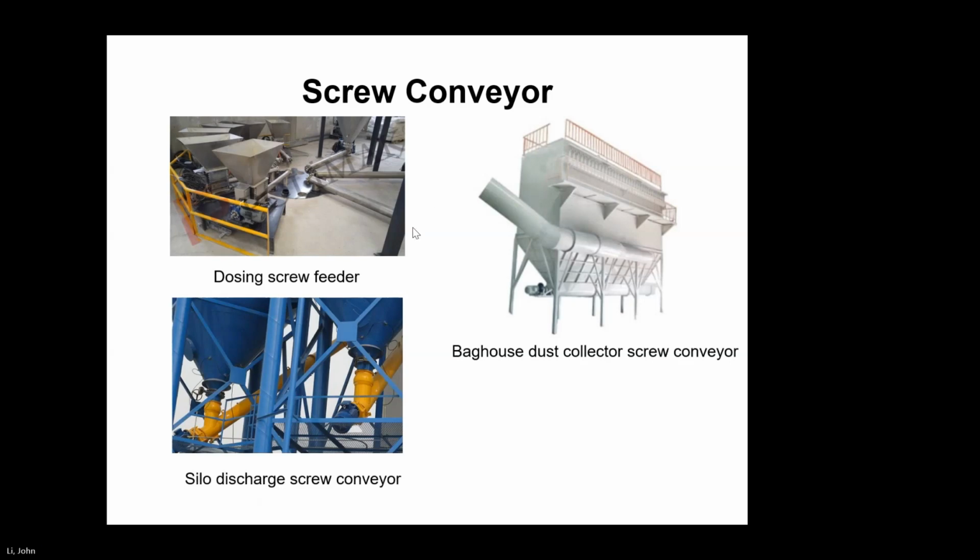Applications for the screw conveyor: this one is usually for dust collection, this baghouse. Dust collected here can be discharged by a screw conveyor at the bottom. And the dosing screw conveyor is used in pharmacy plants and chemical plants, maybe they have a screw conveyor for dosing. And the silo discharge screw conveyor can discharge materials from the silo to another place.